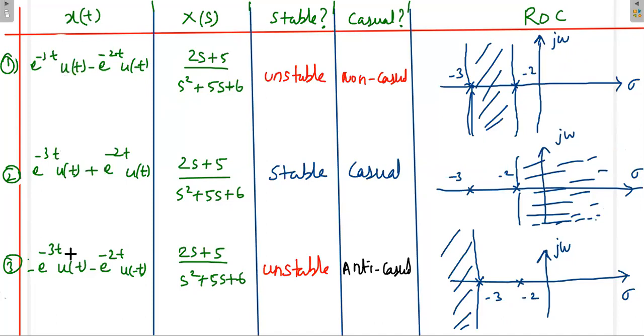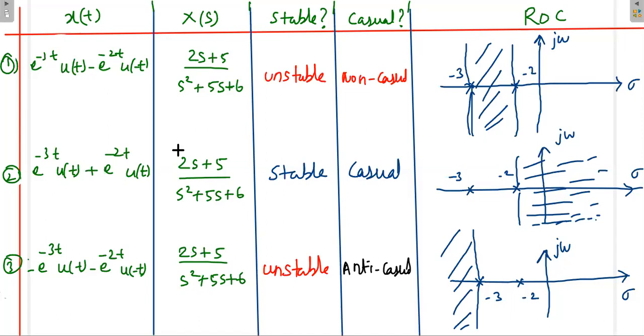Here we may get u of t or u of minus t. In some cases we are getting u of minus t and u of minus t. But see, in all the cases x of s is the same. So that means it is mostly decided by the roots. Here it is -3, here it is -2. And in some cases it will be decided by plus or minus also, but I have chosen it in such a way that all x of s are the same.